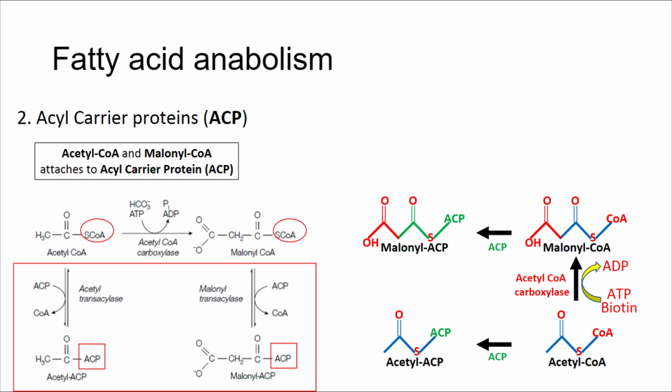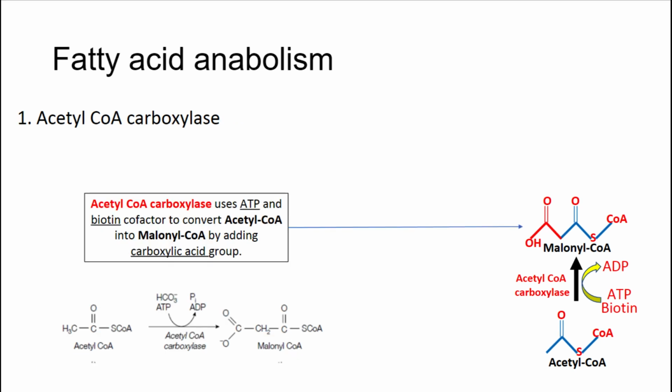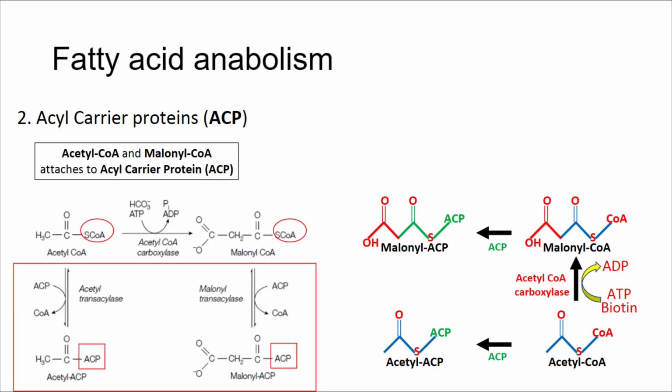So again, going back, step 1 uses the enzyme acetyl-CoA carboxylase to convert acetyl-CoA into malonyl-CoA by adding a carboxylic acid group, utilizing ATP and biotin. And then the second step is you add an acyl carrier protein, which replaces the coenzyme A. So therefore, it becomes malonyl ACP, and the other one will become acetyl ACP.